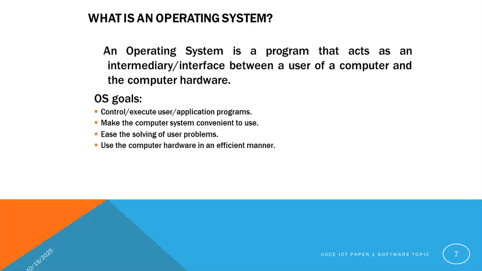What is the role, or what are the goals of the operating system? You can look at it as controlling and executing application programs. It will make the computer system convenient to use. It will make it easier for the user to solve problems and use the computer in an efficient manner.